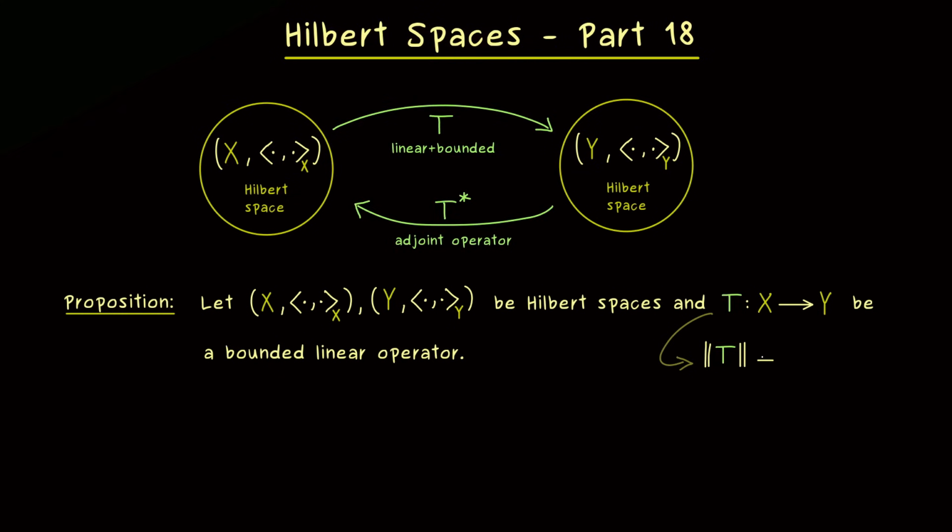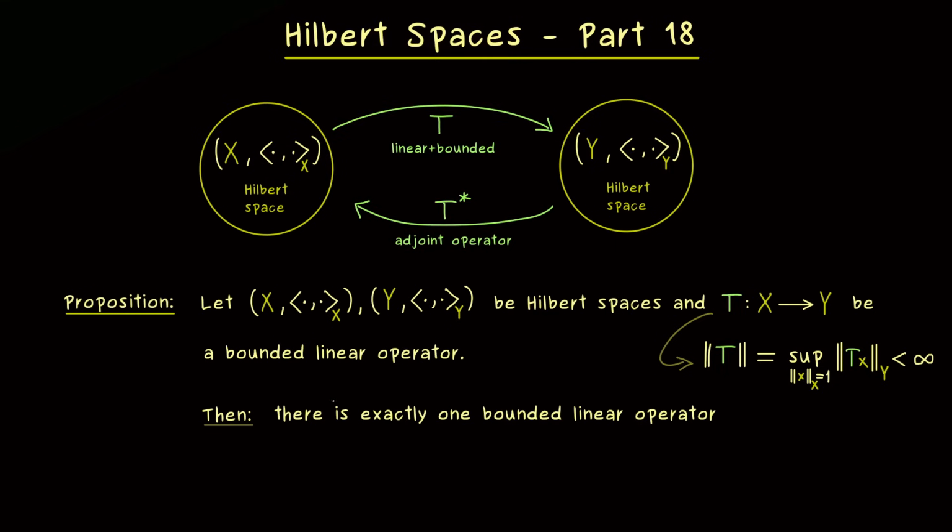And you should know that the operator norm is written as a supremum. And to keep it short, we can go through all normalized elements in X, and then we just calculate the norm of the image Tx. So this is well defined because the supremum always exists in the real numbers, but it should also be finite. So here we have all the assumptions we need, and under these we can conclude that we have an operator going from Y to X as well. And moreover, besides the existence, we also have uniqueness in the sense we will explain now.